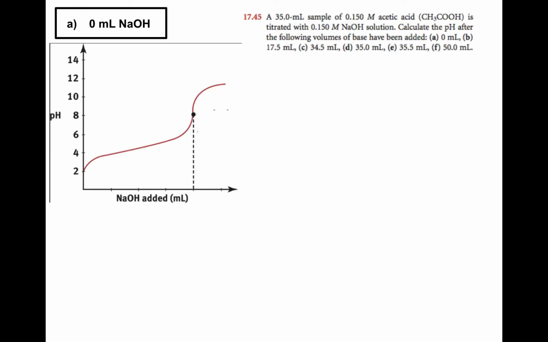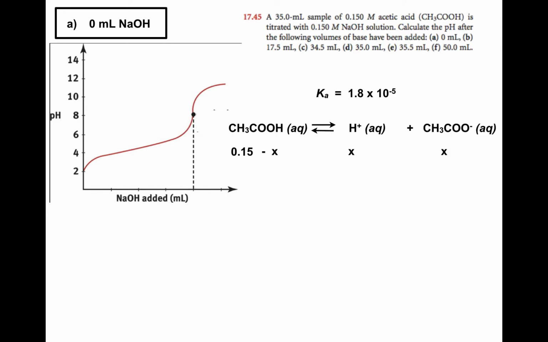First off, we haven't added any hydroxide yet. So in order to figure out what the pH is before any hydroxide is added, it's a Ka problem. Now I put a titration curve up here to again note how the pH changes during this titration.